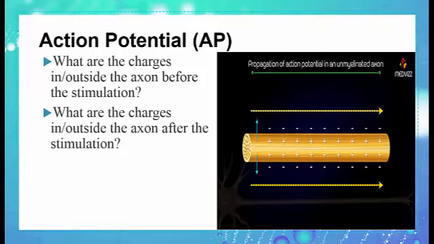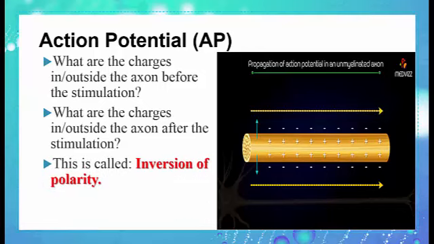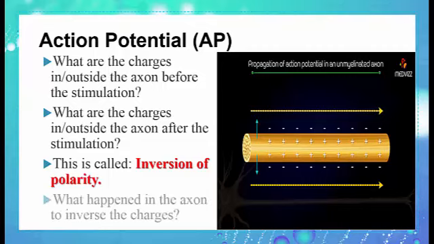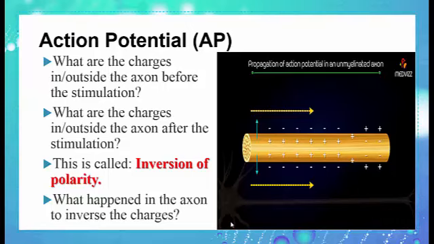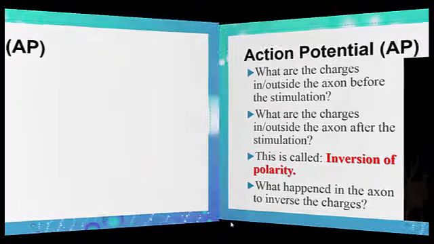The charges are inversed. So, before the stimulation, we have positive outside and negative inside, while after the stimulation, the charges are inversed, negative outside and positive inside. This is called the inversion of polarity because the charges are inversed upon a stimulation. But what happened in the axon to inverse the charges?